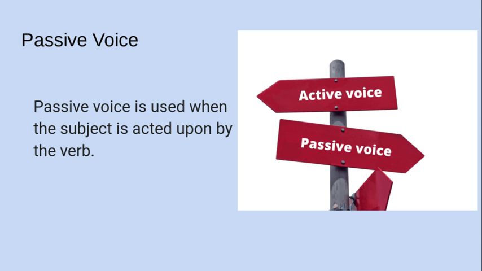Passive voice. Passive voice is used when the subject is acted upon by the verb. For example, the tire was changed by Tom. The difference here between the active voice example and this example is that Tom changed the tire, whereas in passive voice, the tire was changed by Tom.